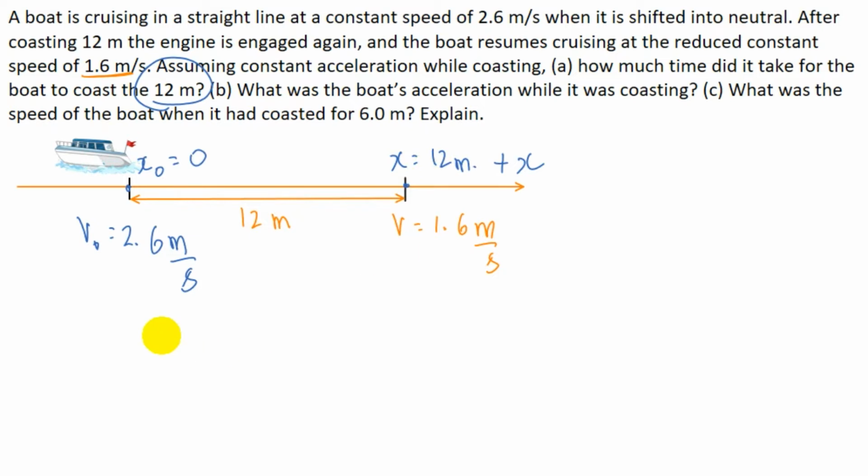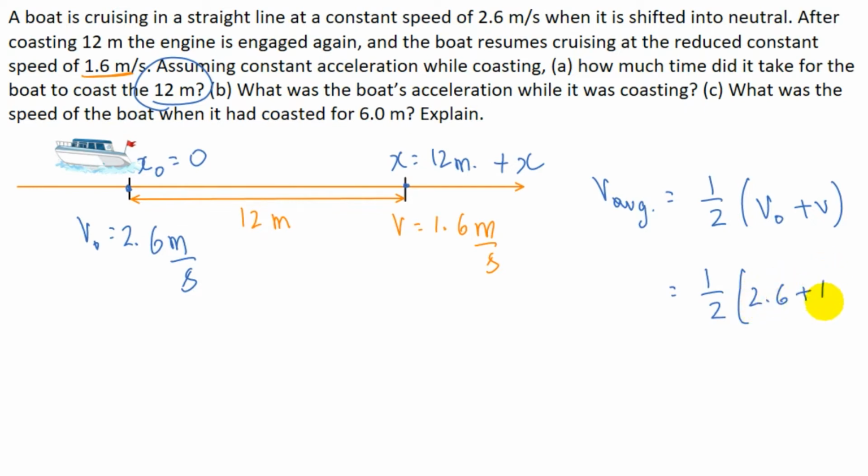Now let us find the average velocity from this position to this position. So average velocity will be equal to 1 over 2 times v naught plus v. So that would be equal to 1 over 2, v naught we have 2.6 and v we have 1.6. So that would be equal to 2.1 meter per second.